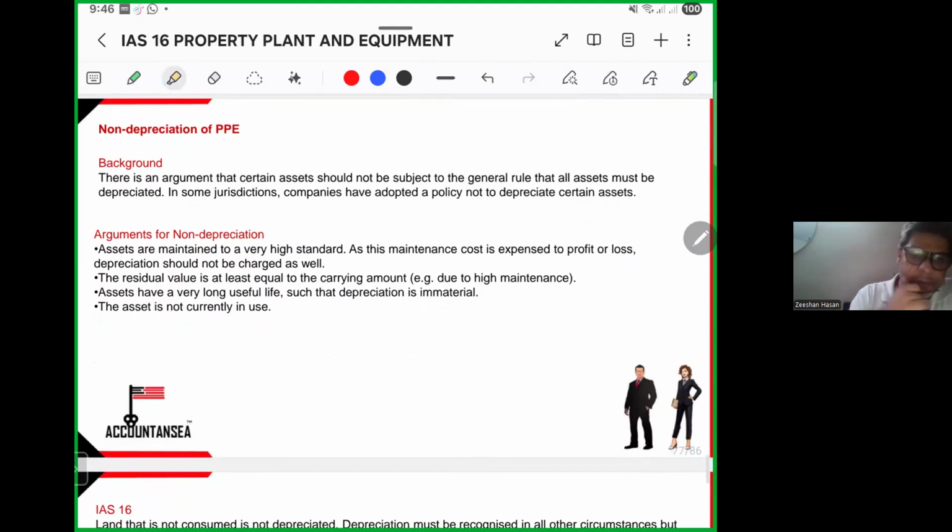So, non-depreciation of property, plant and equipment. There is an argument that certain assets should not be subject to the general rule that all assets must be depreciated. In some jurisdictions, companies have adopted a policy not to depreciate certain assets. The arguments for non-depreciation are: assets are maintained to a very high standard, and as this maintenance causes expense to profit or loss, depreciation should not be charged as well. So the residual value is at least equal to the carrying amount due to high maintenance; assets have a very long useful life such that depreciation is immaterial; the asset is not currently in use.